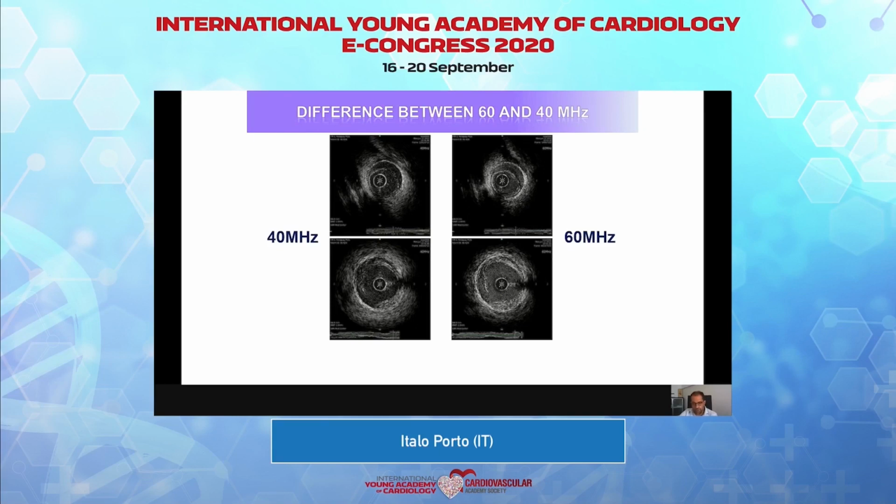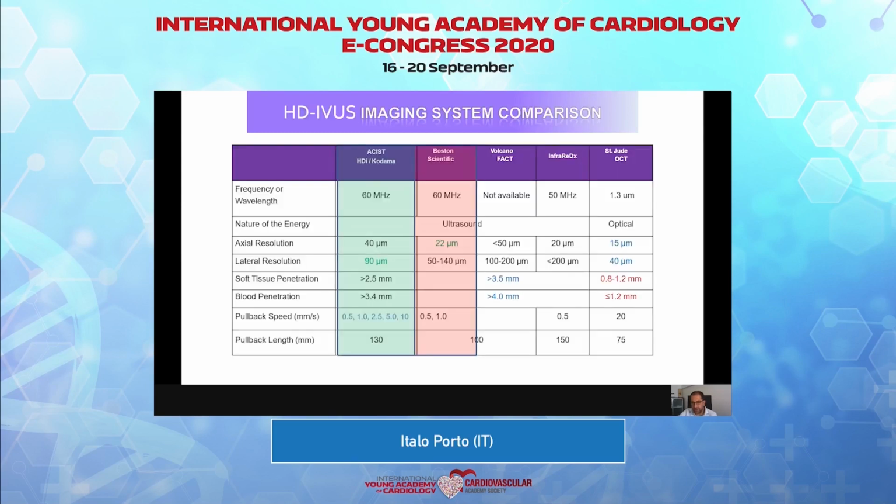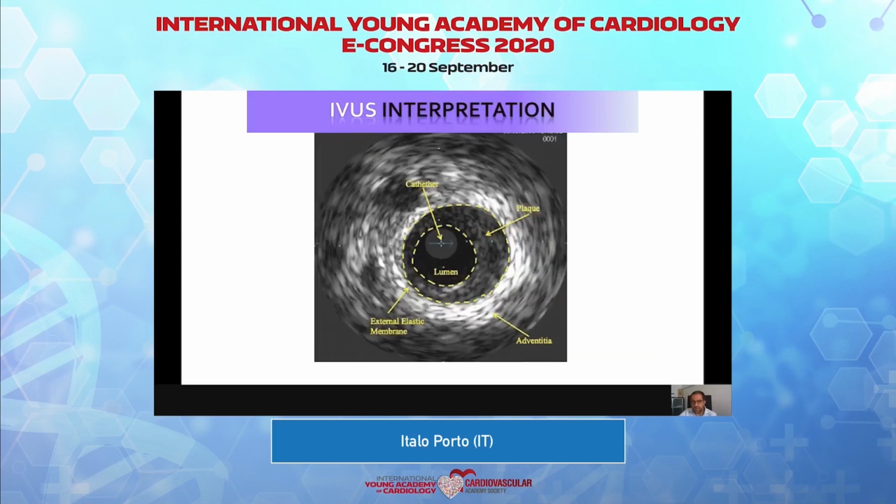Newest IVUS machines have brought lateral resolution or axial resolution quite close to OCT. So we now have HD IVUS, which is an interesting technique. So what are the main features that we have to look for in IVUS pictures?